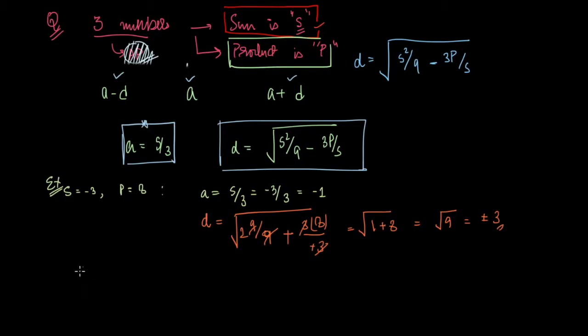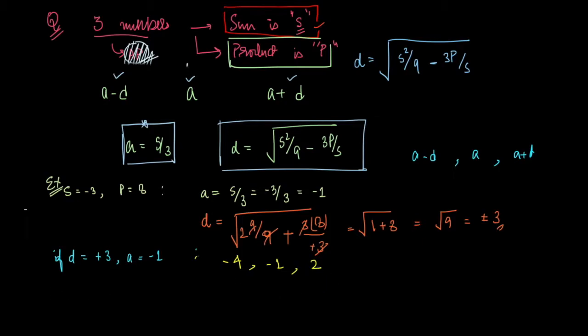What does that mean? In that case, if D is plus 3, and A, as we have found out, is minus 1, then the numbers are of the form A minus D. Well, the numbers are always of the form A minus D, A, and A plus D, right? So the first number would be A minus D. So what's minus 1 minus 3? That's minus 4. What is the middle term? Well, that was just A, so that is minus 1. And what is the next term? That would be A plus D. So we have minus 1 plus 3, that gives you 2, right?